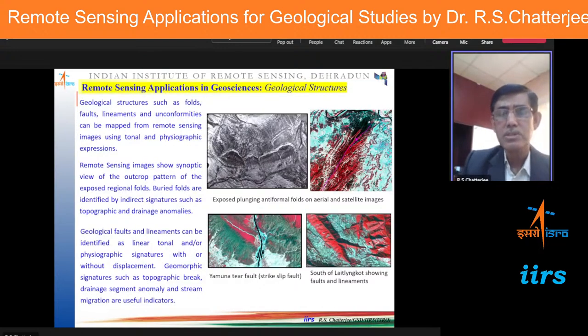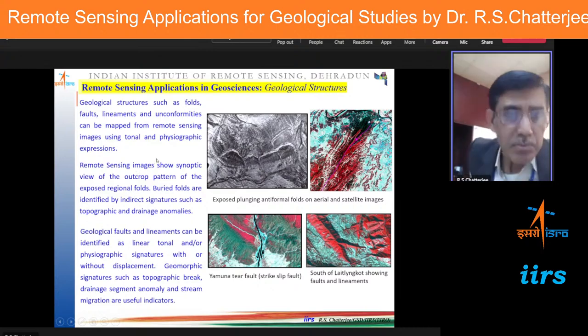Now coming to geological structures. Broadly there are faults, and there are different types of faults in terms of geometry and genesis. Then there are the lineaments, which are fractures and joints. They are linear weak planes with a linear appearance, and unconformities. They can be mapped from remote sensing images using tonal and physiographic expressions.